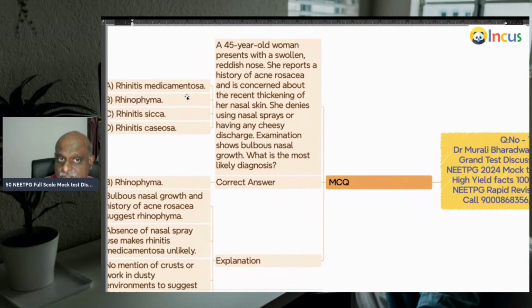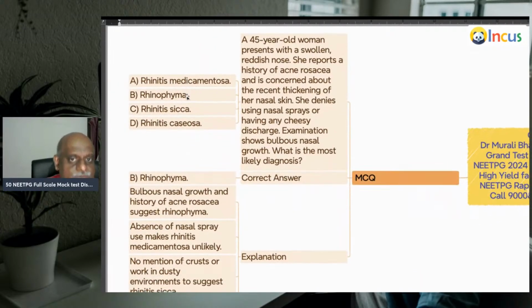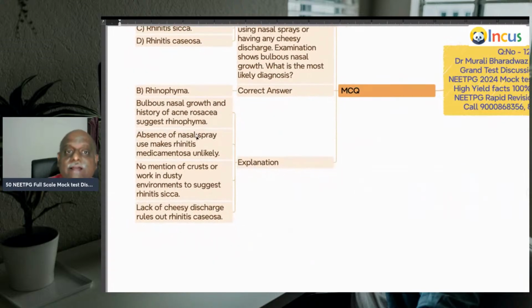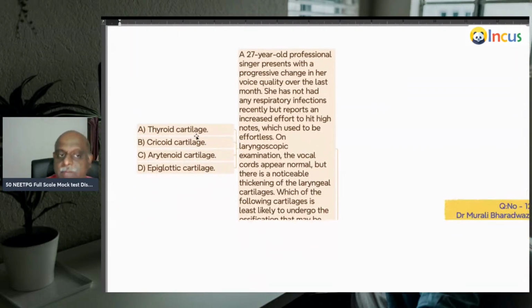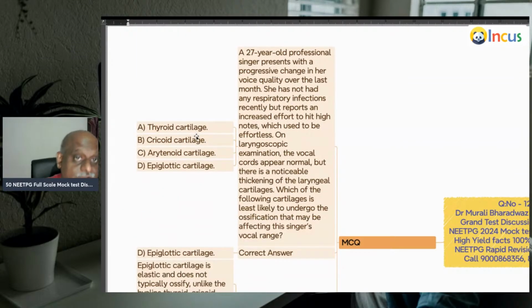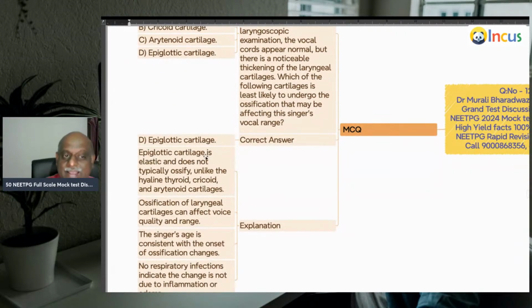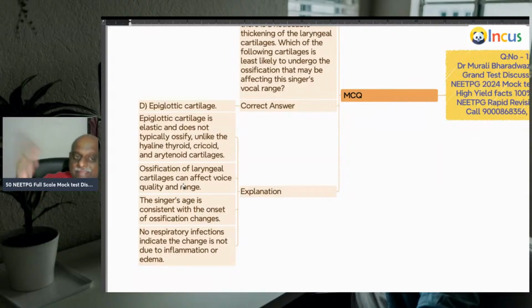45-year-old woman, swollen reddish nose, acne rosacea, bulbous nasal growth. What is that? Rhinophyma is what you should remember. 27-year-old professional singer, which cartilage is least likely to undergo ossification? Epiglottic is elastic and does not typically ossify, unlike hyaline, thyroid, cricoid, and arytenoid.